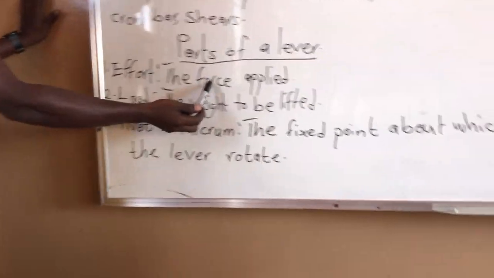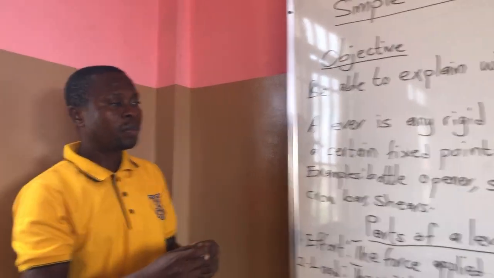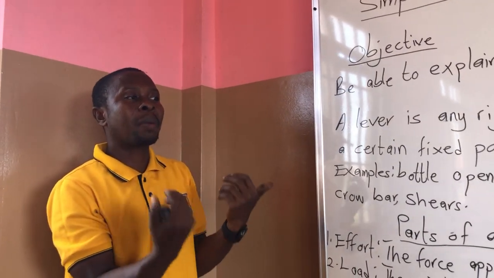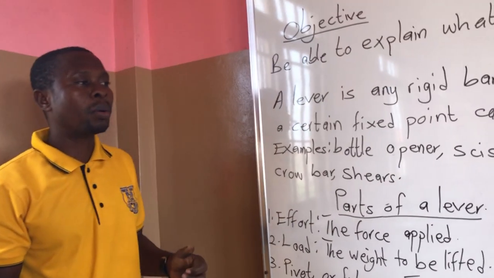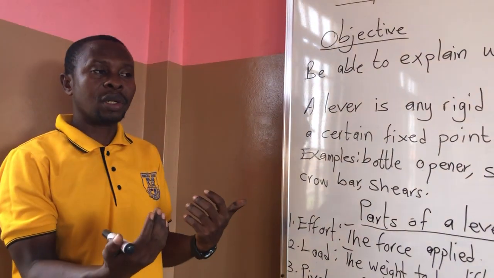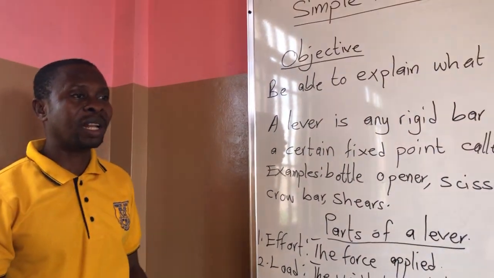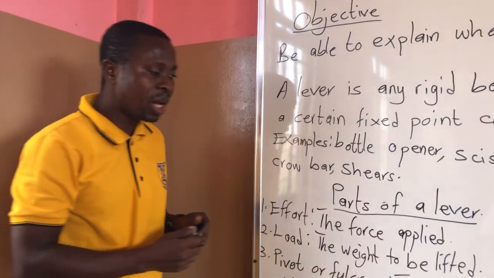So we have the effort. I would say the place where the force is applied. Okay? The effort is the place where the force is applied. For example, when you are pushing or pulling a wheelbarrow, the handle where you hold before pushing is the effort, because you apply the force over there before the wheelbarrow starts moving. Very good. So that is the effort.